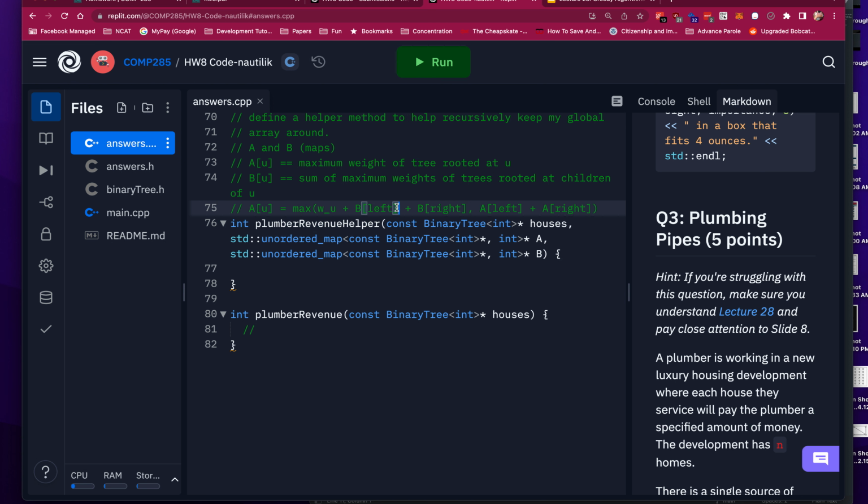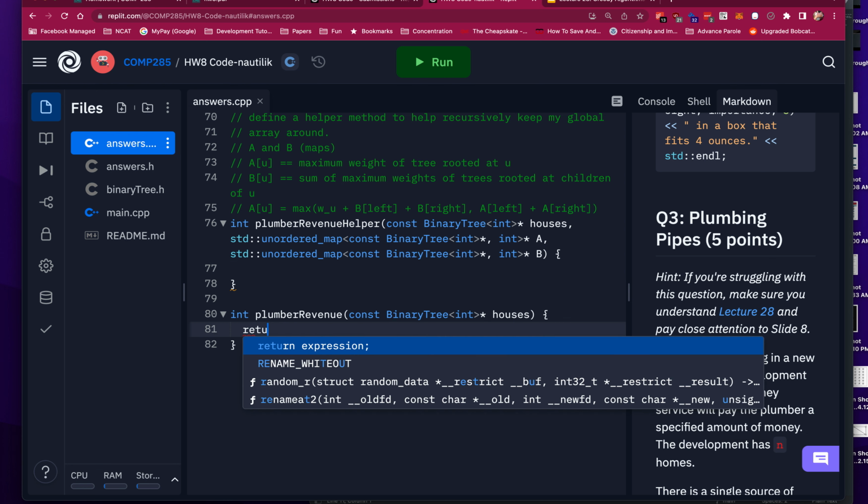Either the maximum weight is you take the root, and then you don't take the children, but you maybe take the grandchildren, or you don't take the root, and then it's the maximum weight of the two children, the left and the right. It's pretty easy to describe the solution, but it's a little tricky to implement. So you have to have these unordered maps to help you store the information. You have to create a helper method.